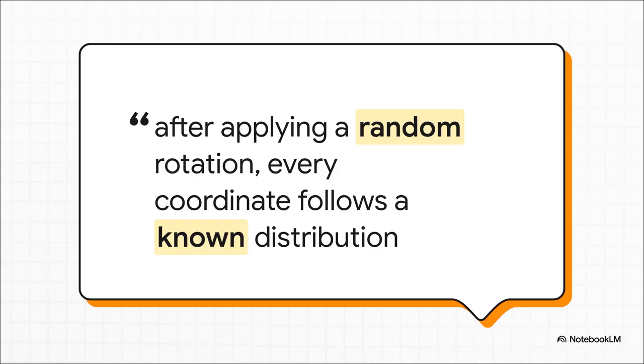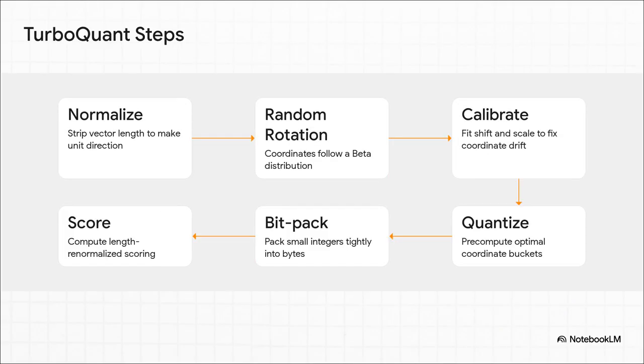By mathematically rotating the vectors, it ensures the math works perfectly and efficiently, no matter how weird or unstructured your input data is. There are 6 specific steps where this magic actually happens. It's a really clever mathematical sequence that groups similar directions together to save massive amounts of space. Let's break these down in pairs to see what's actually happening under the hood.